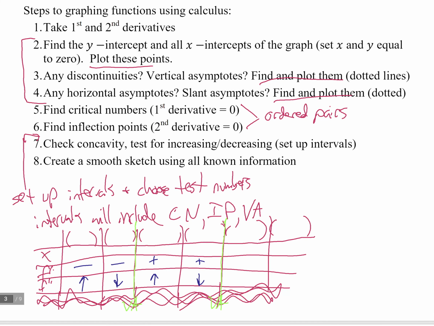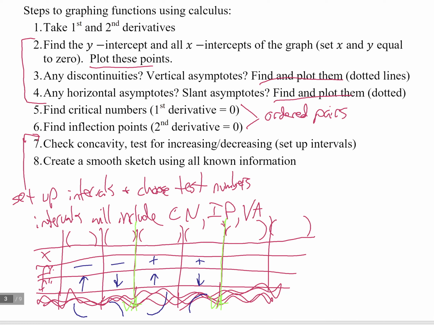Okay? So decreasing and concave up. Decreasing first, but concave up looks like this. Okay? Now decreasing and concave down, that looks like this. All right? Now increasing and concave up, that looks like this. And then increasing but concave down, that looks like this. All right? So, like I said, there's only 4 ways that these graphs can go.